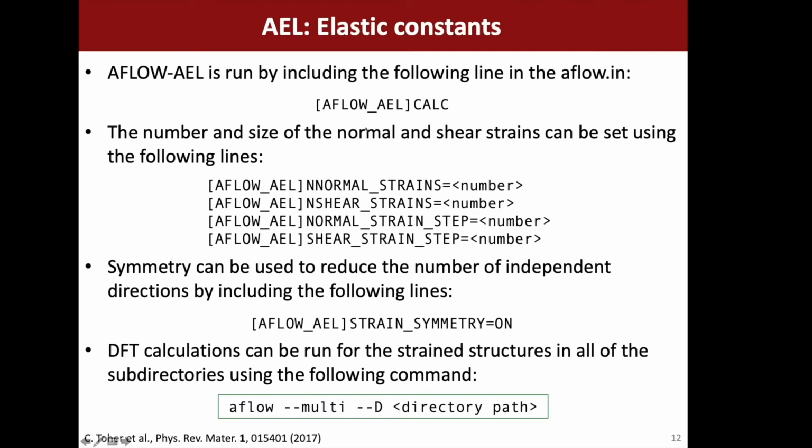This means it will set up all the subdirectories for the different strain cells. And the --multi tells it to go into each one of these directories in turn and do the DFT calculation inside. Then once the DFT calculations are finished, you have to rerun AFLOW to do the post-processing. So the easiest way to do this, if you're running on a cluster, is just to include this line twice in the submission script. And in between, you're going to have to change the name of the lock file. And we'll go through how to do all of this.